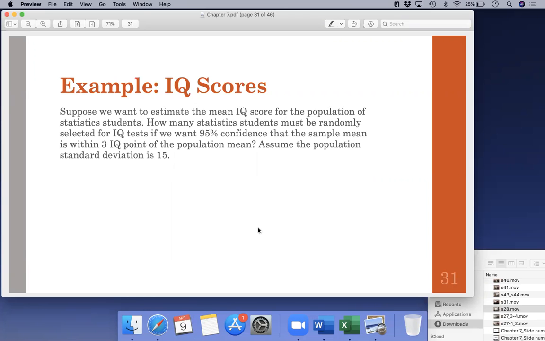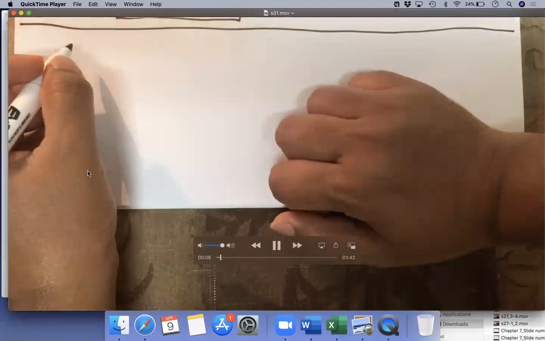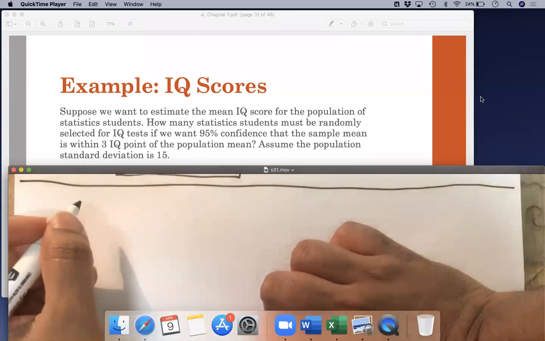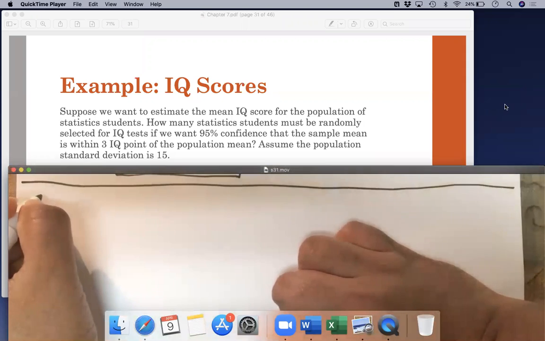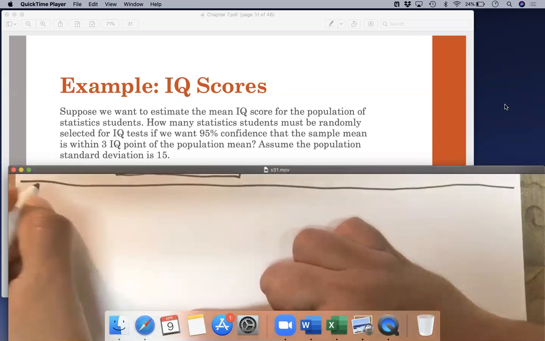We have a nice example for finding sample size. The example is IQ scores. I will show you how to find the sample size for this one. First read the example carefully. It's about IQ scores. Then write down all the necessary information to find our sample size. First write down the formula? No, first write down the information.